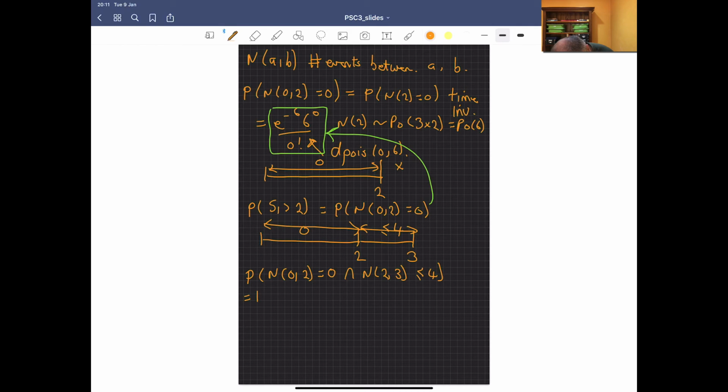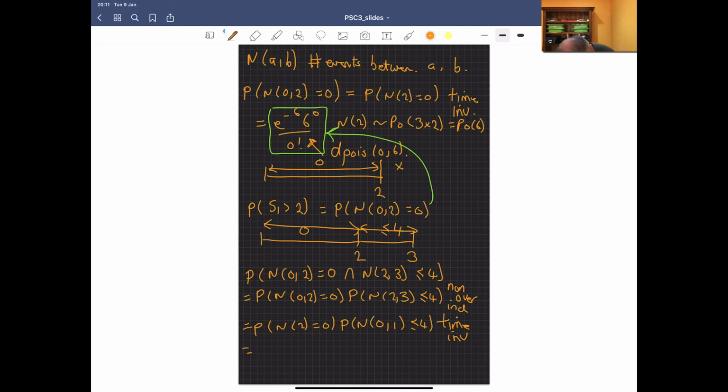So they're independent, so I can write this as the probability that N02 equals 0 times the probability N23 is less than or equal to 4, because they are non-overlapping, so independent. Well, the first one, we know this is the probability of N2 equaling 0. What's this one? Well, we can use time invariance and say this is N01 is less than or equal to 4. So again, time invariance.